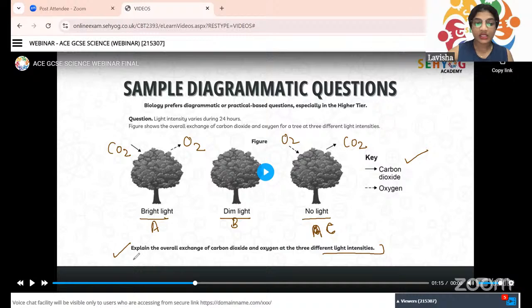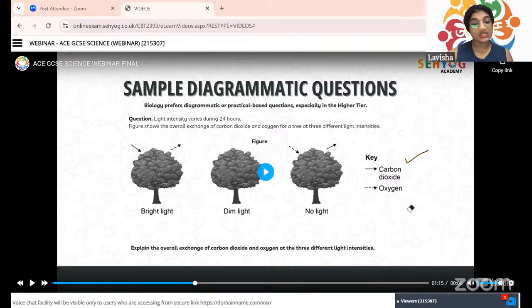Look at the question again. The question states: explain the overall exchange of carbon dioxide and oxygen at the 3 different intensities of light. Now look at the word explain here. There are certain command words in each kind of question, like explain, describe, compare, and each command word has a certain expectation from you. When we talk about explain, it expects us to put forward all the essential information like causes, the process, and so on. Now let's see how we can put forward the answer. Till then, you can let me know what process is going on in diagram A and what process is going on in diagram C.